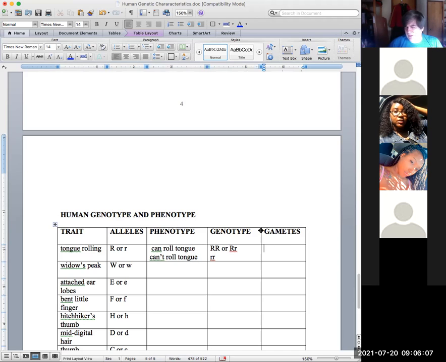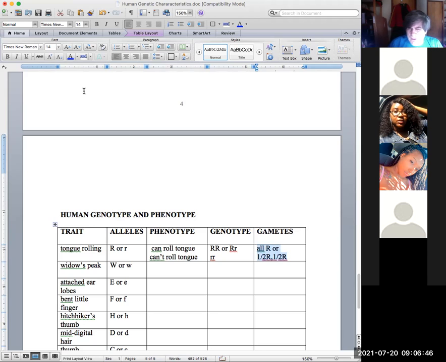Now, what about the gametes you can make? What about your eggs or your sperm? Well, if you're big R, big R, all of your eggs or sperm will have big R in them. Keep in mind, you only pass down one R because the other parent passes down the other R. Or the other possibility is if you're big R, little r, then half of your eggs or sperm get big R, half of your eggs or sperm get little r.